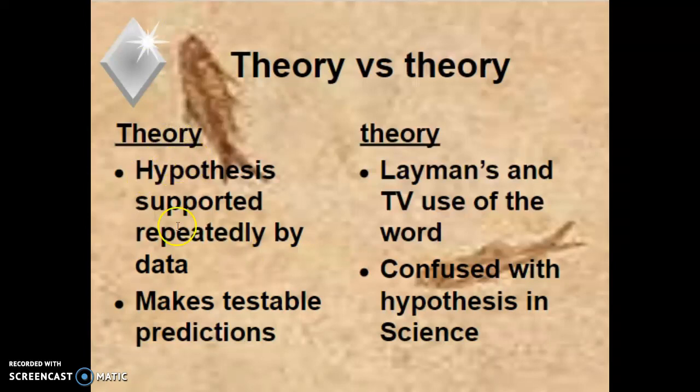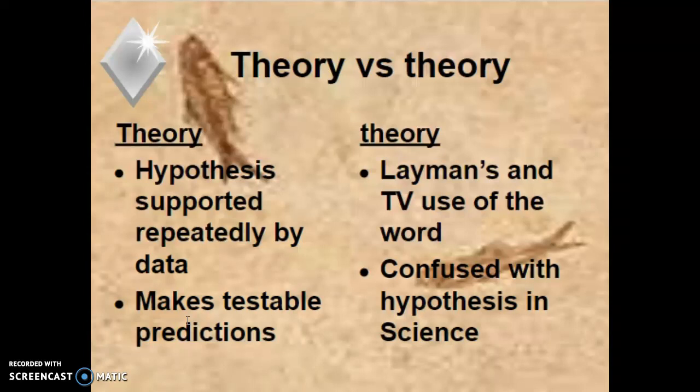Big T theory, hypothesis supported repeatedly by data, makes testable predictions. We've seen some stuff out there recently about climate change predictions and how they're science fiction. They're not science. Well, science requires theories and ideas to make predictions that we can then verify, yes, that did happen, so this theory must be true, or no, that did not happen, so this theory needs some modification.